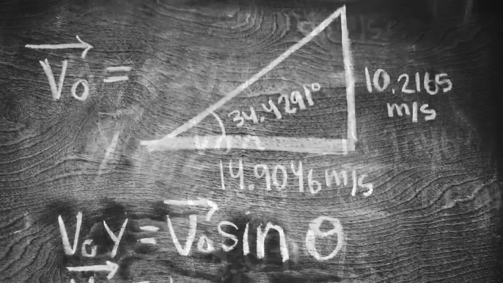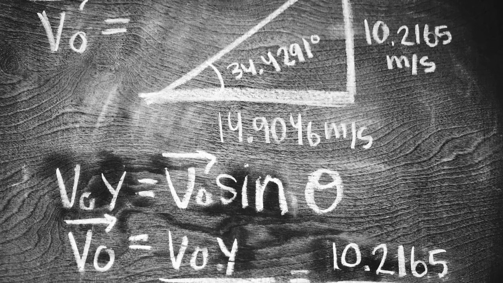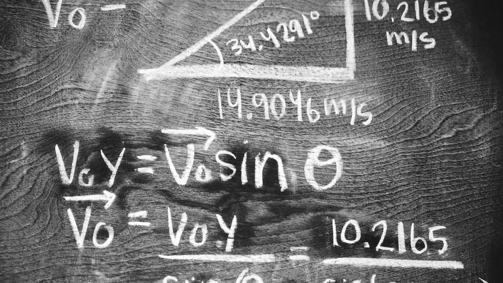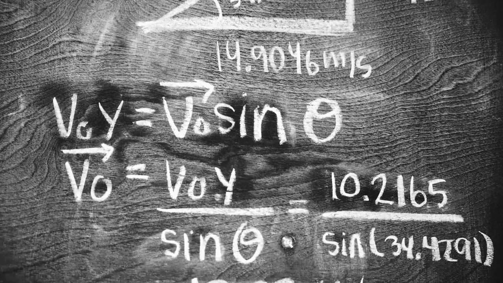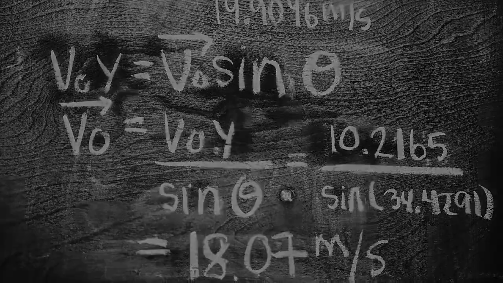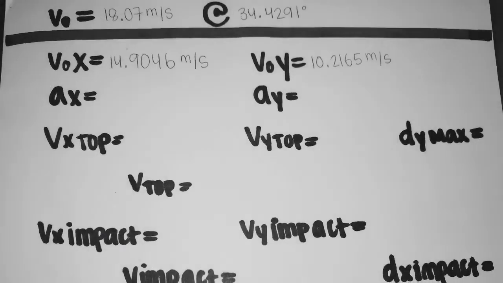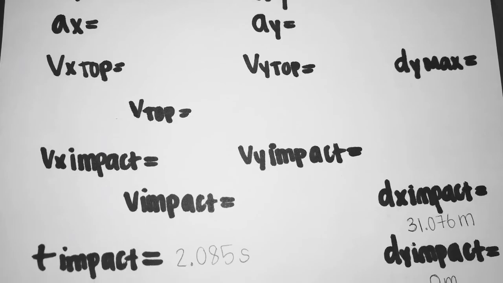This can also be checked by doing it with the vertical variables and using the formula initial vertical velocity equals the original velocity multiplied by sine of the angle. As seen, we got the same original velocity, 18.07 meters per second. Now we know the original velocity and angle the ball was thrown at, the initial horizontal and vertical velocities, the time, and the total horizontal and vertical displacements.